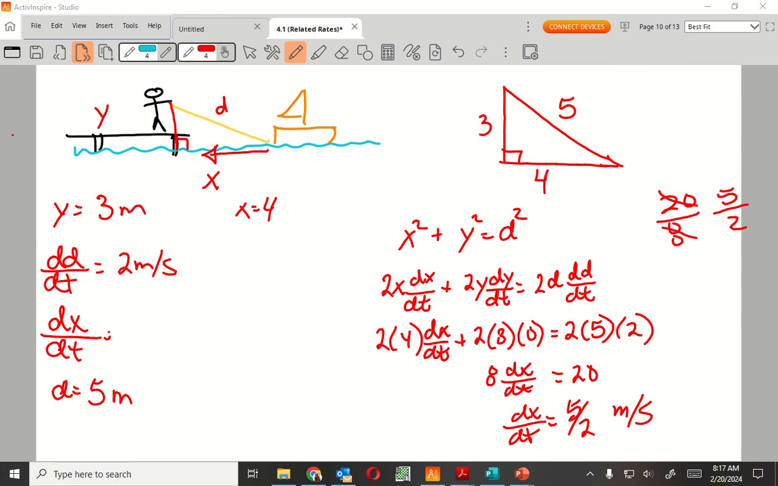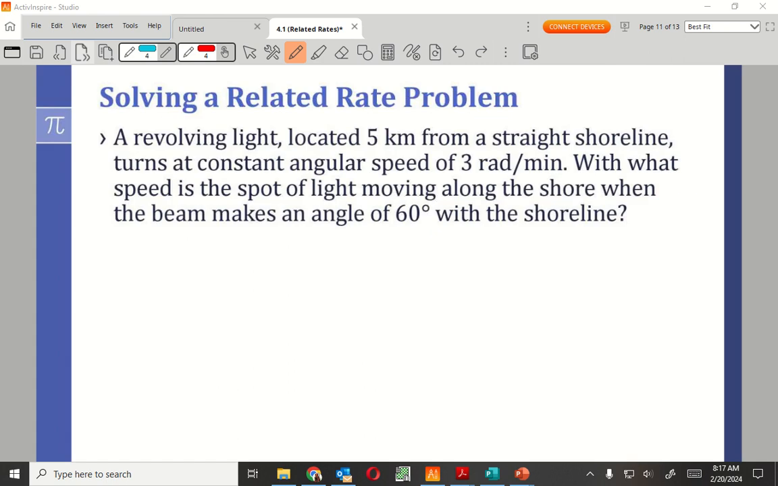So, here's another one. A revolving light located 5 kilometers from a straight shoreline turns at a constant angular speed of 3 rad per minute. What speed is a spot of light moving along the shore when the beam makes an angle of 60 degrees with the shoreline?